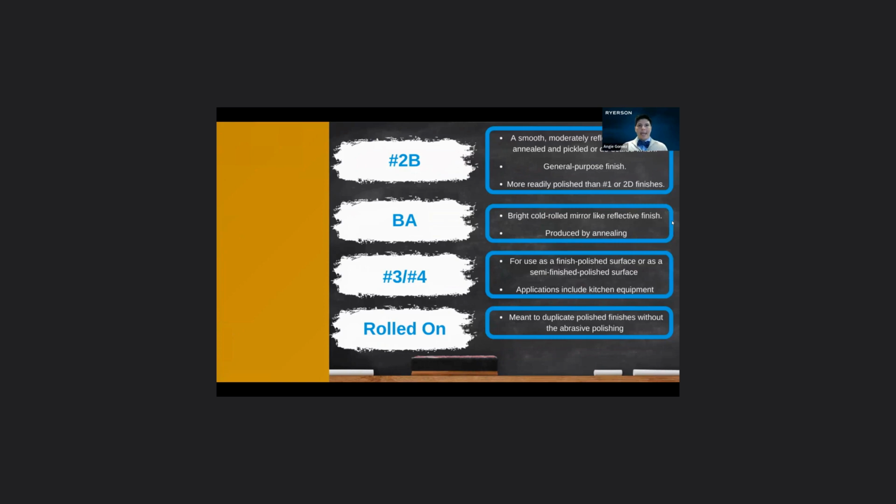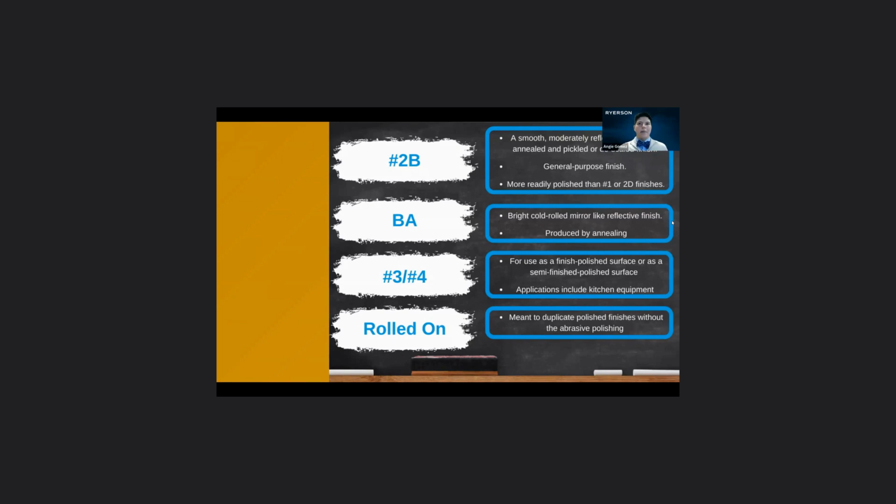The next finish is BA or bright annealed. This is also a cold roll finish. The appearance of a BA finish is almost mirror-like. We see this finish used a lot in the transportation sector, and it gets this shiny reflective appearance through an actual annealing process that's done while it's being produced at the mill.